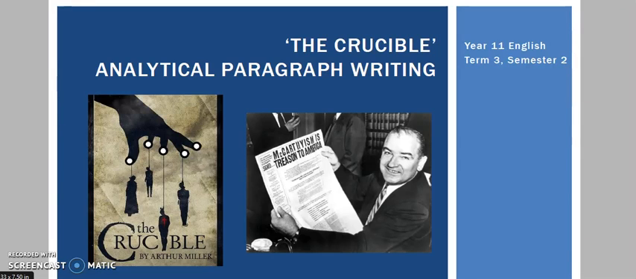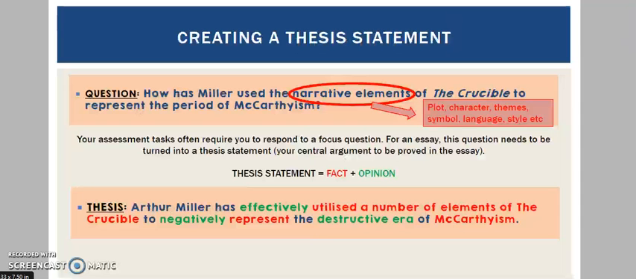Hi guys, today we're going to talk through your analytical paragraph writing for your first piece of assessment for The Crucible. This is the structure that you will need to use for your body paragraphs of your essay, and the same structure applies to each of the elements that you're going to discuss.